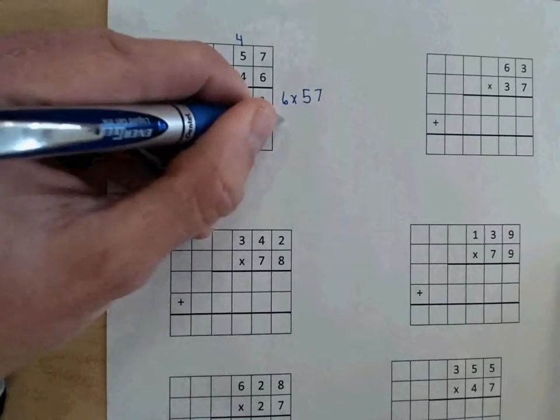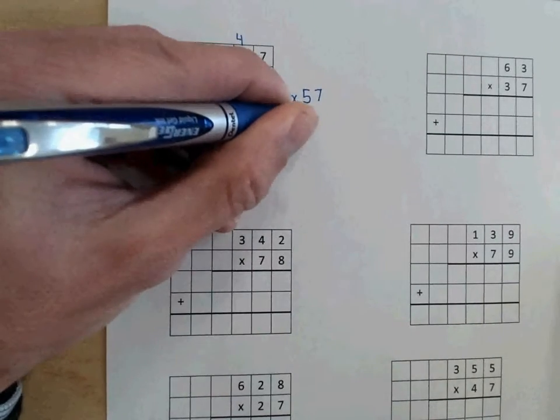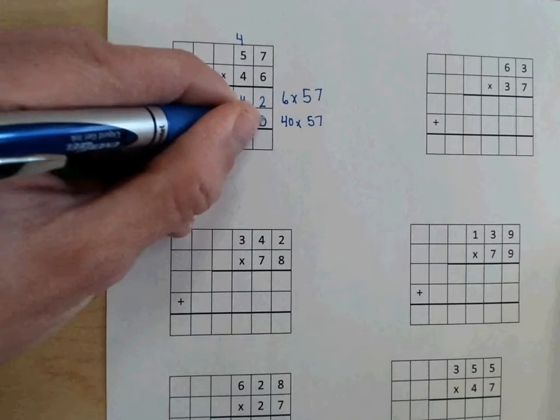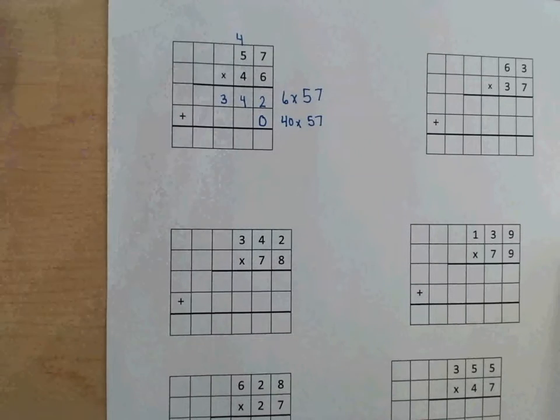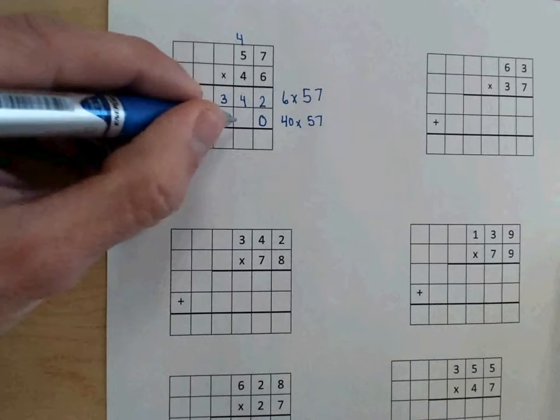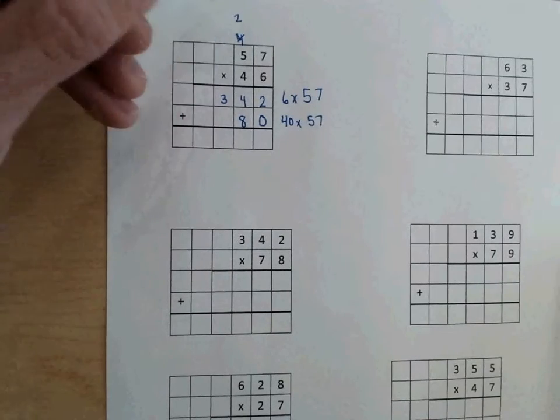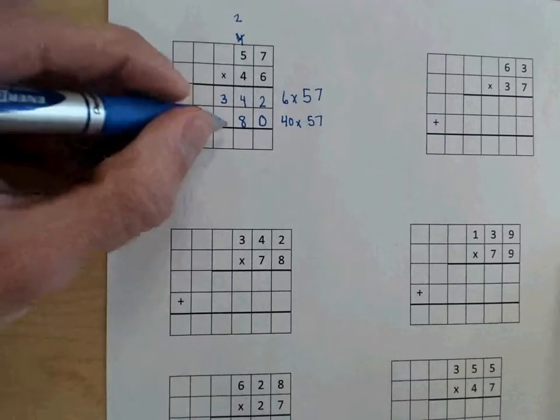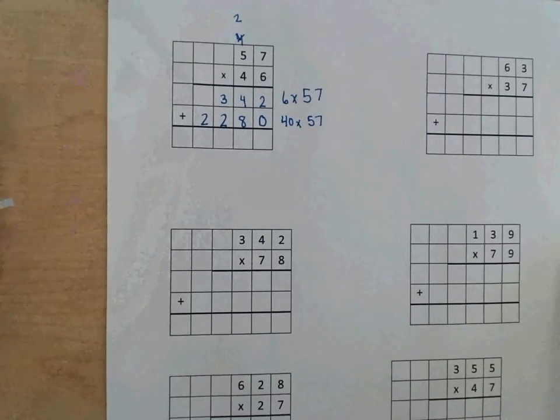Then for my next one, I'm going to go 40 times 57. Well, that 0 right there shows me that I have to put a 0 right there. Now I can go ahead and go 4 times 7 and 4 times 5. So 4 times 7 is 28. I'm going to go ahead and carry the 2. And 4 times 5 is 20, plus 2 is 22, but there's no place to carry the 2, so I'm going to put it there.